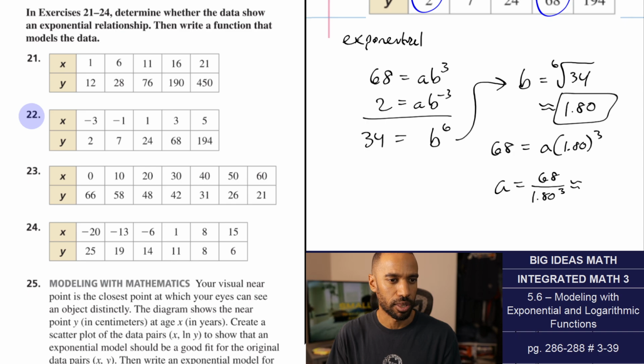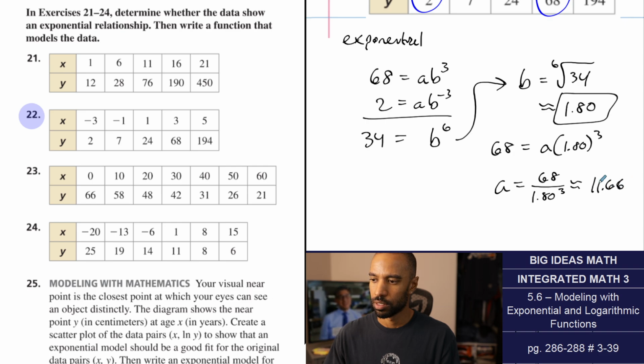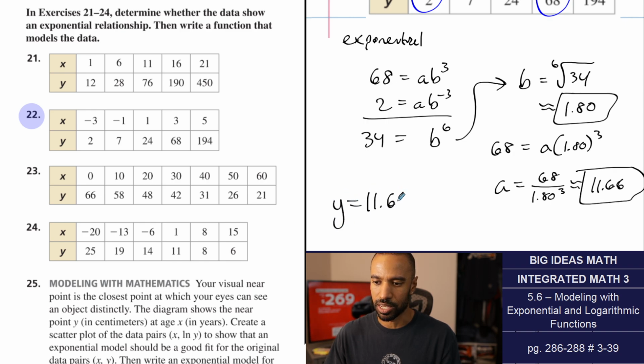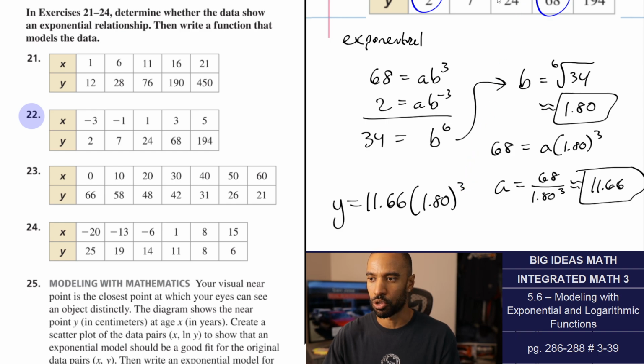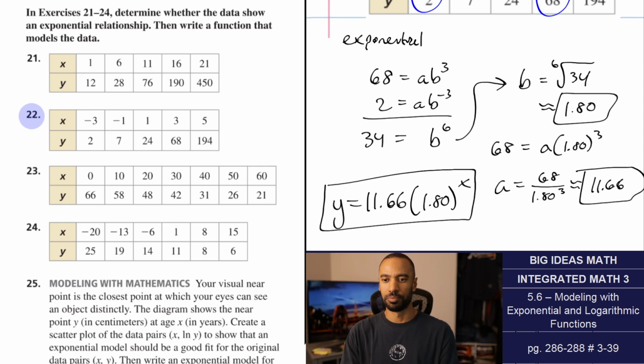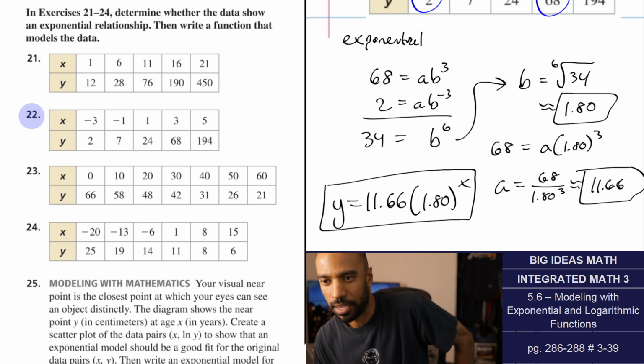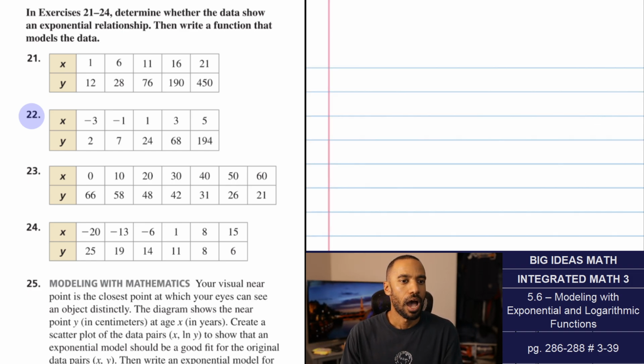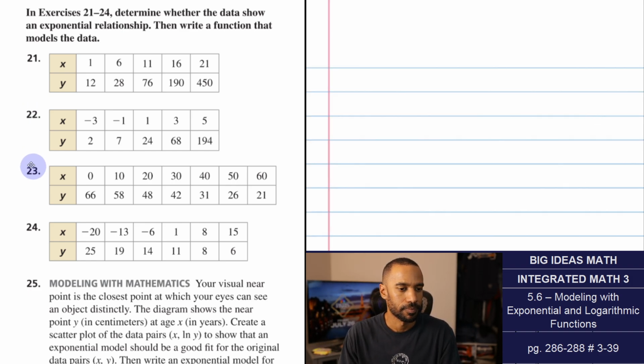I'm doing this all in my calculator, by the way. I'm getting 11.66. So as an answer, I'm going to be writing y equals 11.66 times 1.80 to the, not to the 3rd power, to the x power. Okay, so as exponential as I feel I can make it, sure. Yep. Okay. All right, number 23.